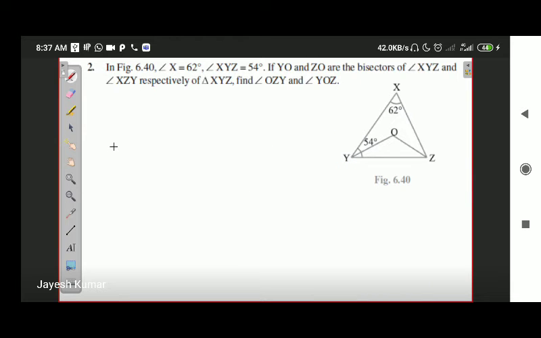Okay, in the same manner, we have question number 2. In question number 2, we have one angle x equal to 62 degree, another angle XYZ equal to 54 degree. Okay, so first of all, we'll write down. Once again, students, for all the questions that you are doing in your homework copy regarding your geometry classes, you have to draw each and every diagram as well. Okay, diagrams are a must for geometry questions. So first of all, we'll write down what is given to us.